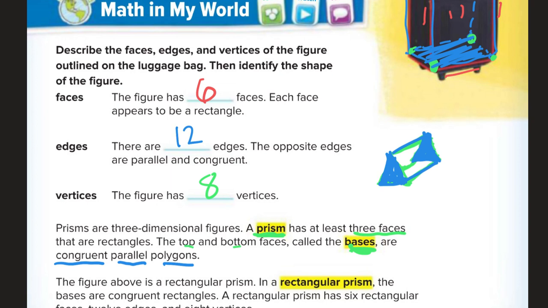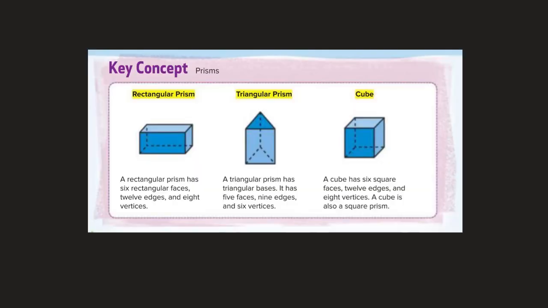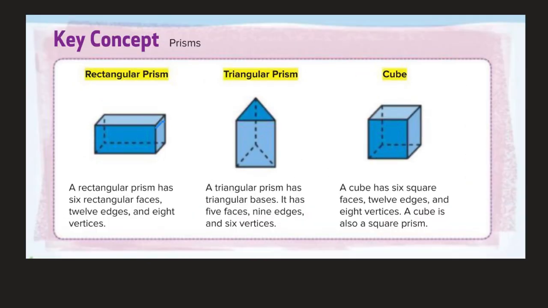All right, let's go to the next one. So here we have a rectangular prism. It has 6 rectangular faces, 12 edges, 8 vertices. It's a rectangular prism because this side and this side are the bases, and they're rectangles. Triangular prism, that's why I drew it on the other page, triangle, triangle. It has 5 faces, 9 edges, 6 vertices.